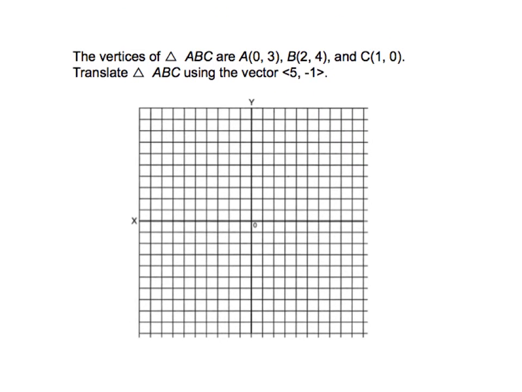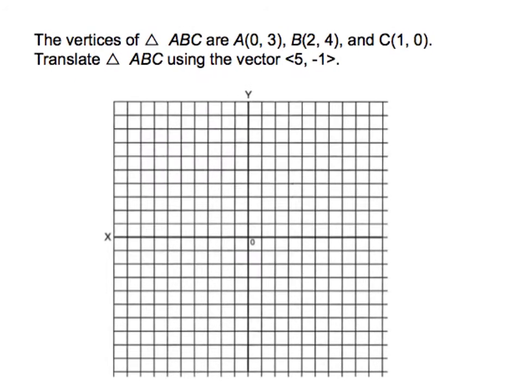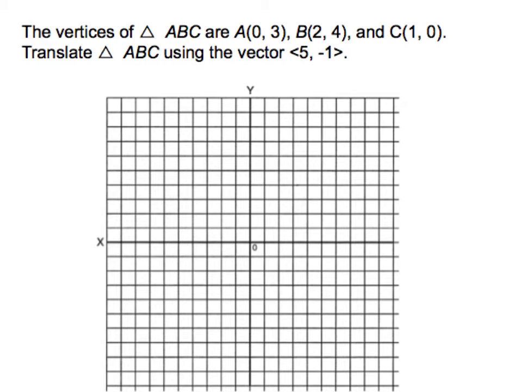Okay, so first things first, we are going to plot our triangle ABC. So let's plot A at 0, 3. There's point A. Point B is at 2, 4. 1, 2, 1, 2, 3, 4. And point C is at 1, 0. There's point C. We'll go ahead and connect it and make it into a triangle.